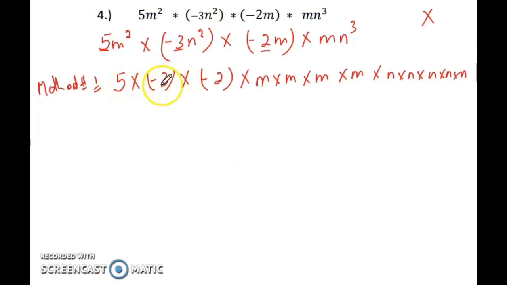So 5 times negative 3, most students get confused when they have more than one negative number. What you're supposed to do is break it apart. So say 5 times negative 3, negative 15.